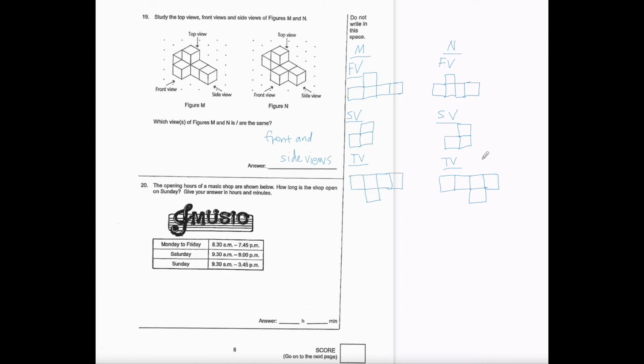The opening hours of a music shop are shown below. How long is the shop open on Sunday? Give your answer in hours and minutes. The best thing to do is draw a timeline. 9:30 to 3:45, because this is Sunday. Let's start with 9:30. So 9:30 to 10:30, 11:30. I'm just going to continue until I hit 3:30.